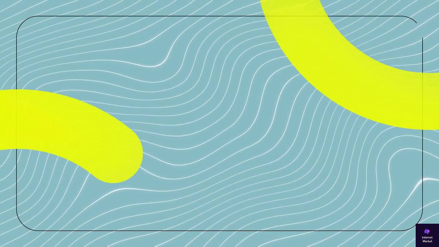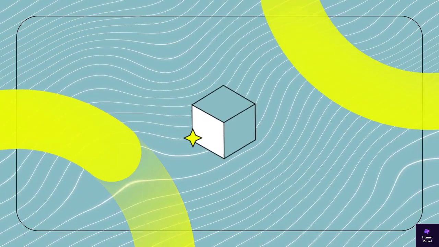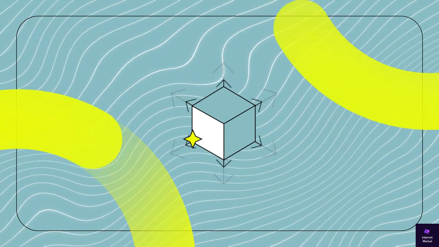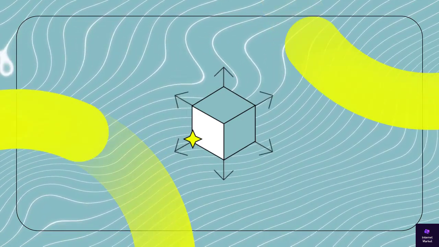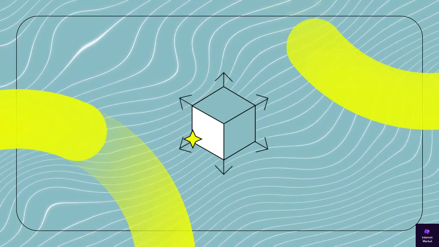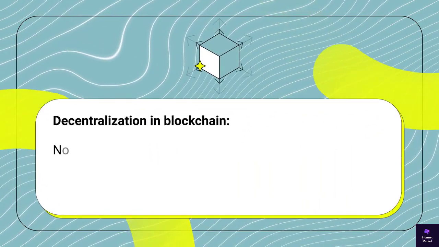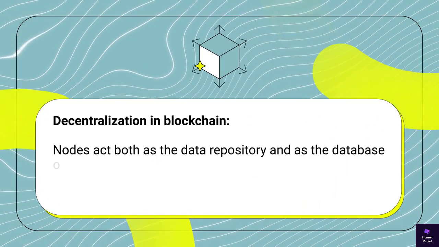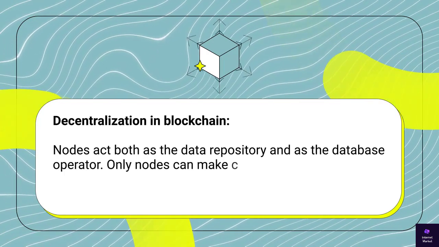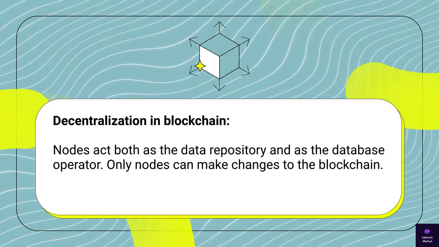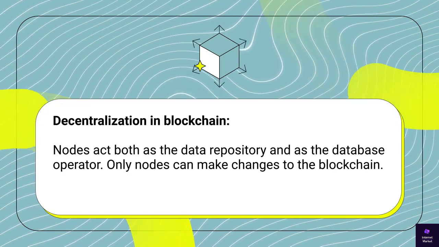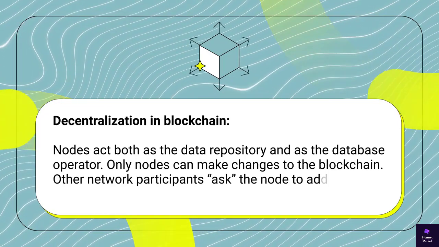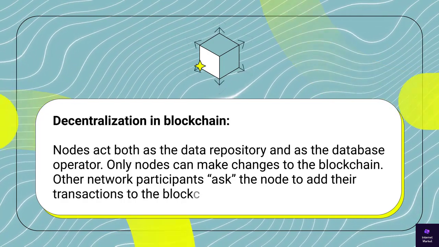The second feature is decentralization. It's worth mentioning again, copies of the blockchain, each of which is a complete database or ledger, are stored on several independent computers known as nodes. Nodes act both as the data repository and as the database operator. Only nodes can make changes to the blockchain. For example, they record transactions within the network. Other network participants ask the node to add their transactions to the blockchain.